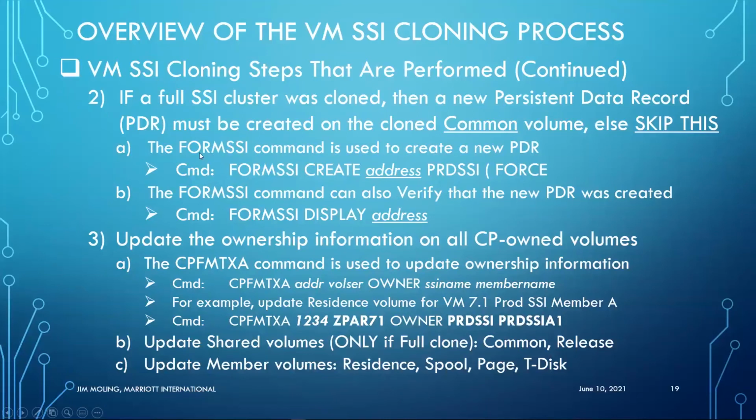And as I'm saying here, there's a particular utility, Form SSI, that's used to create this PDR. I'm showing the example where you would plug in the address of the DASD volume for your new cloned common volume. And you have to use a force option because there's already something out there. I know it doesn't work if you don't use force. If you're creating one from scratch, then you probably don't need that, but that's a whole different scenario.